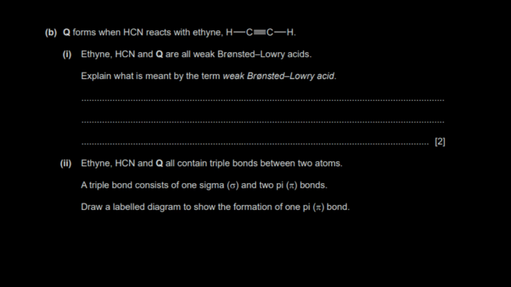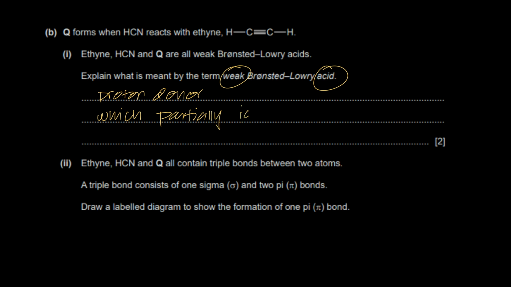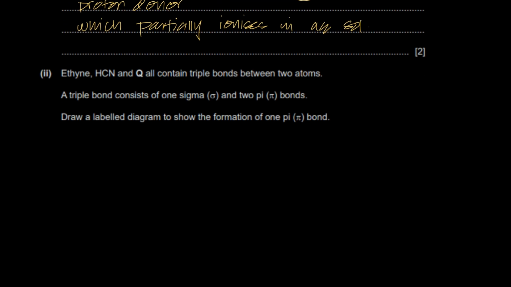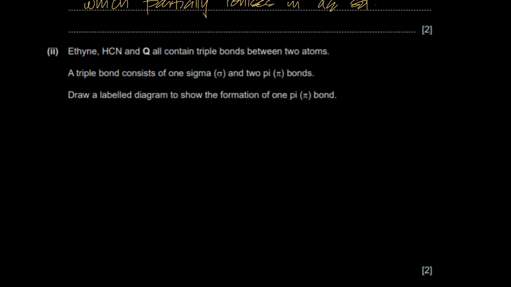Next question says, Q forms when hot HCl reacts with and so on, and it says explain what is meant by the term weak Bronsted-Lowry acid. Acid is what? Acid is a proton donor, and weak means what? Which partially ionizes in an aqueous solution. But if you're a Pearson Edexcel student, it's always right, only very slightly ionized in an aqueous solution.